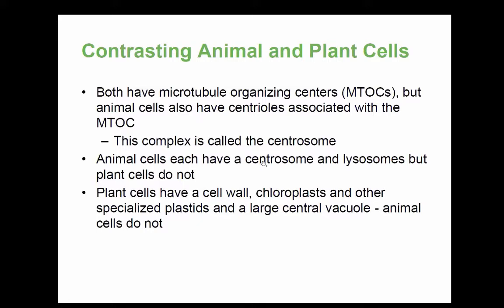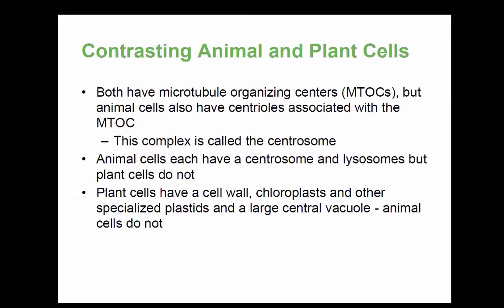Plant cells do not have lysosomes, but animal cells contain lysosomes. Lysosomes are the equivalent of the cell's stomach. They digest the food ingested by animal cells. Although both plant and animal cells are eukaryotic, there is a difference in the structure of plant and animal cells.